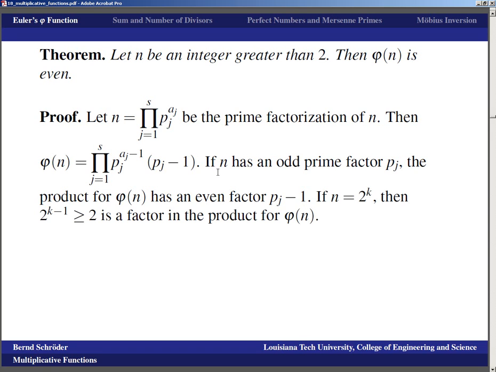The other possibility is that n has no odd prime factors, and that means that n is 2 to the k, and because n was greater than 2, that would mean that 2 to the k minus 1 is greater or equal to 2, and that's a factor, namely this factor here, in the product for phi of n. So either way, as soon as n is greater than 2, phi of n is an even number.